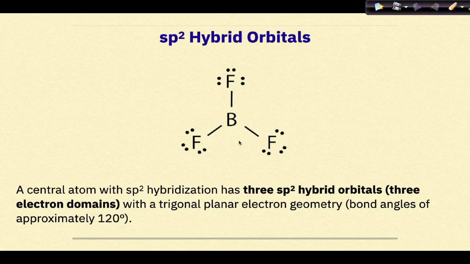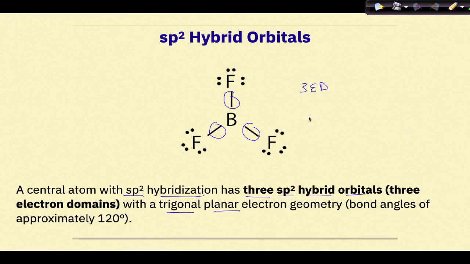So here is our Lewis model for BF3. A central atom with sp2 hybridization has 3 sp2 hybrid orbitals, 3 electron domains, with a trigonal planar electron geometry with bond angles of approximately 120 degrees. So we can see our 3 electron domains: 1, 2, 3 bonds coming off of the boron, because right now we're only interested in the hybridization of our central atom. So 3 bonds, that means 3 electron domains.